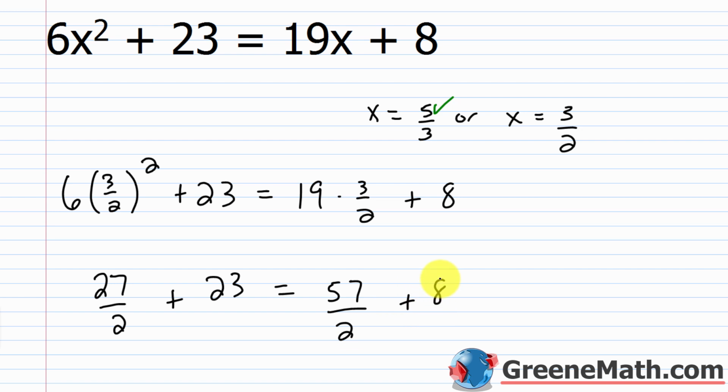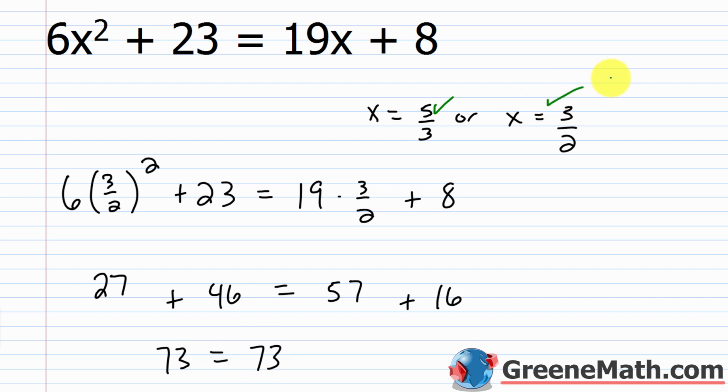So again, I can get common denominators going, or I can just multiply everything by 2. If I multiply this by 2, I get 27. If I multiply this by 2, I get 46. If I multiply this by 2, I get 57. If I multiply this by 2, I get 16. So 27 plus 46 is 73. And 57 plus 16 is 73 as well. So again, x equals 3/2 is also a solution.